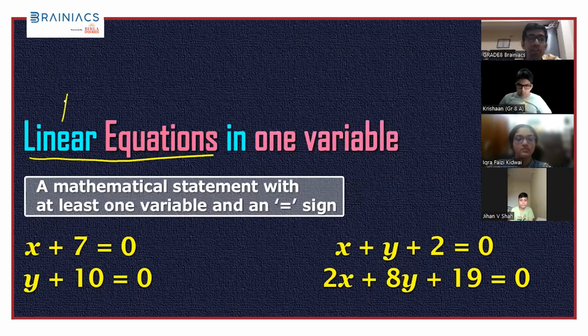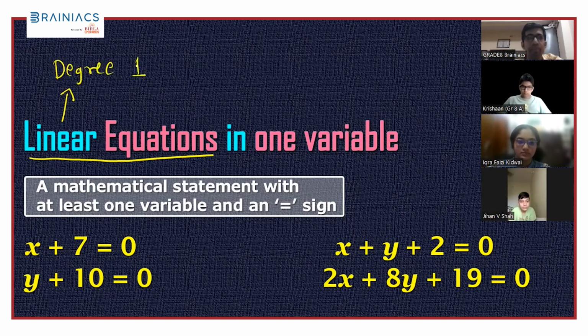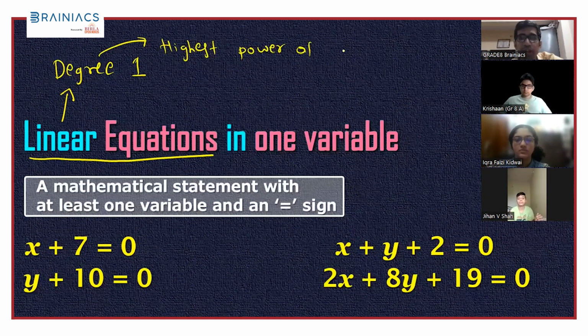Now, what do we mean by this word linear? A linear equation is an equation whose degree is 1. An equation whose degree is 1 is called a linear equation. Now you will be wondering, sir, what is degree? What is the degree of the equation? Degree simply means the highest power of the variable.